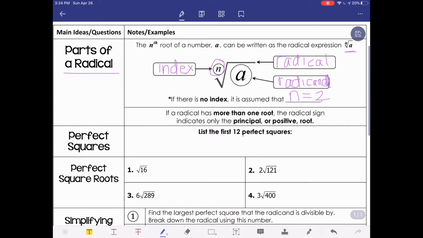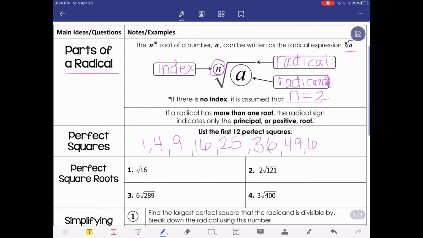So we're going to list our perfect squares. We're going to list the first 12 perfect squares. A perfect square is when you take a whole number and multiply it by itself. So we have 1 times 1, which gives us 1. 2 times 2, which is 4. 3 times 3, 9. 4 times 4 is 16. 5 times 5 is 25. 6 times 6 is 36. 7 times 7 is 49.